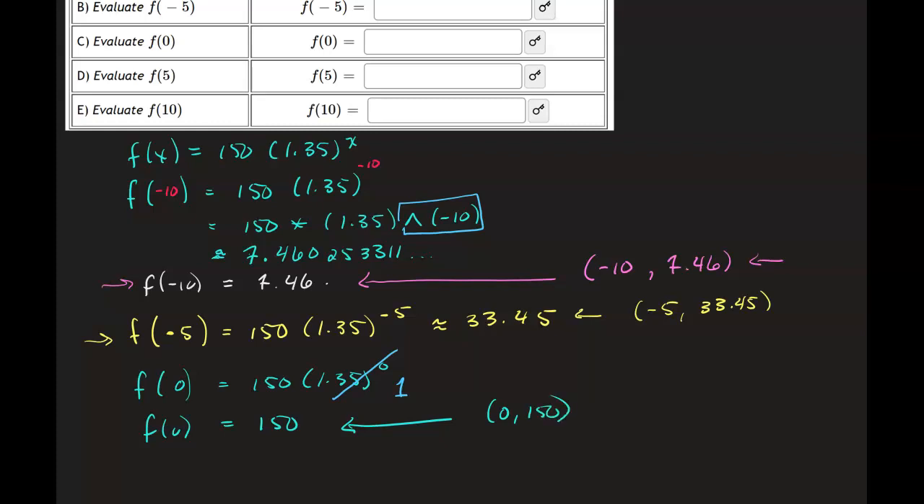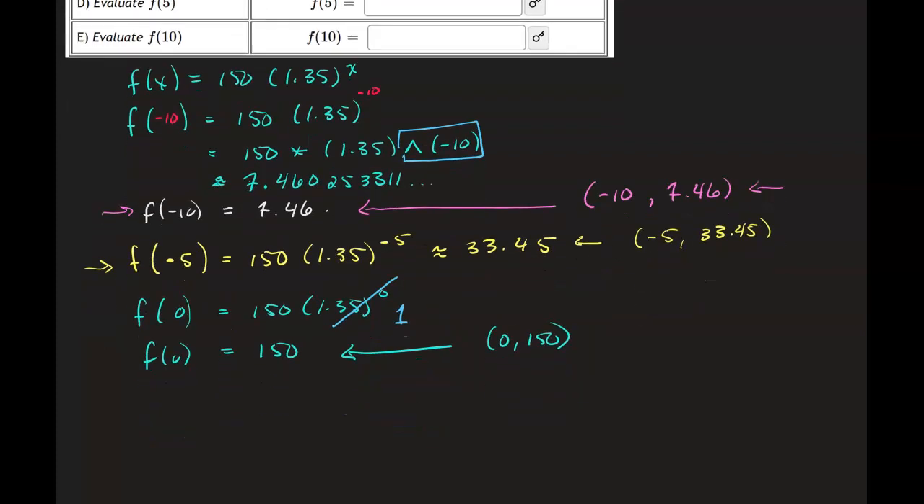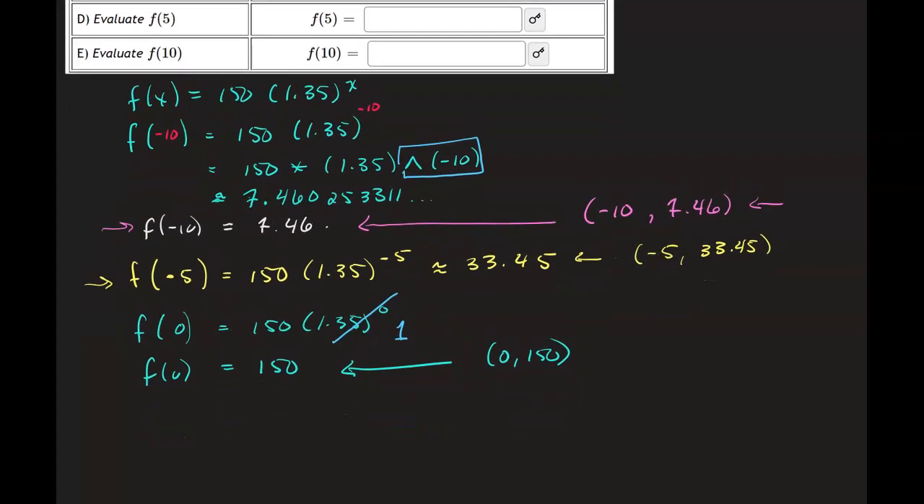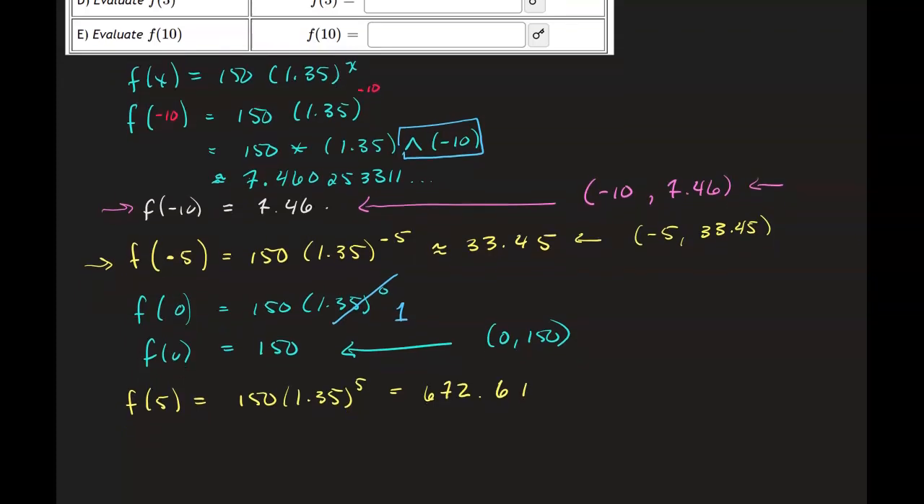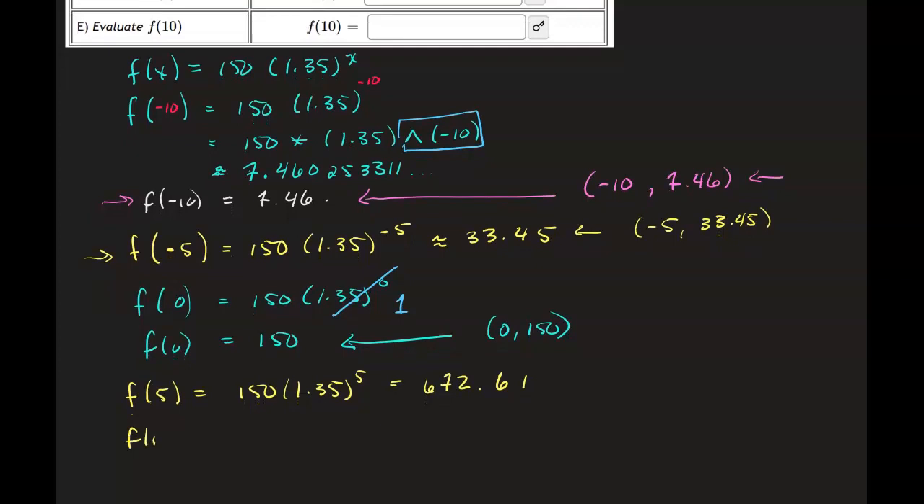And then we can evaluate f of 5 and f of 10. f of 5 will give us 150 times 1.35 raised to the 5. That gives us 672.61, rounded to 2 decimal places. And then f of 10. We're going to have 150 times 1.35 raised to the 10.